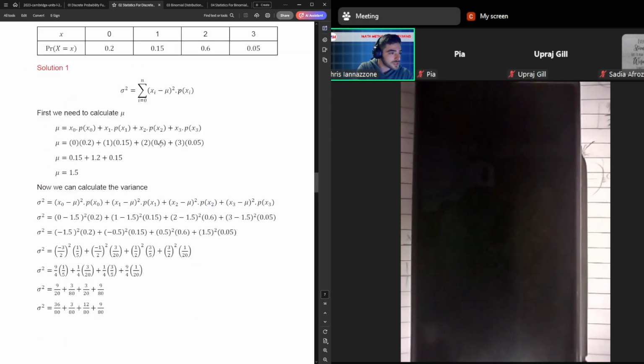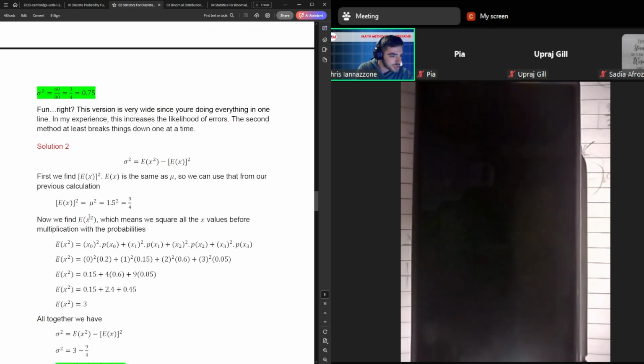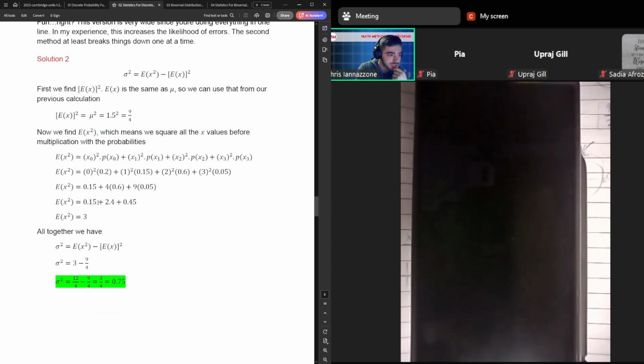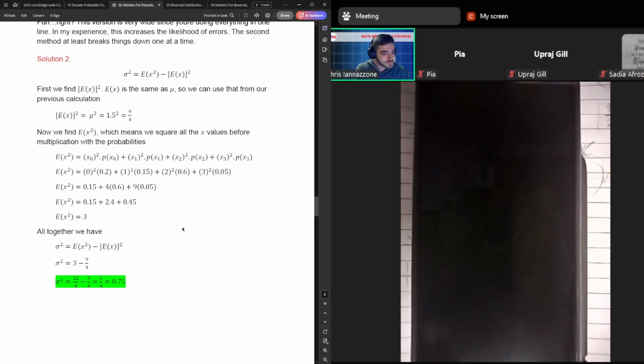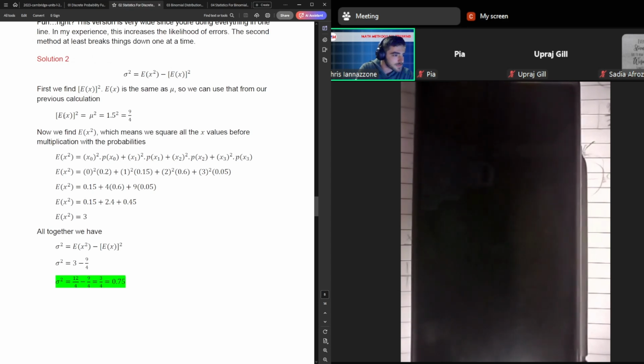So for this distribution, it's the same one from earlier. So we already knew E of x was 1.5, so E of x all squared means 1.5 squared. E of x squared, again, we did that one before as well. That was equal to 3. And so all we do is do the subtraction of those two things. That's it.